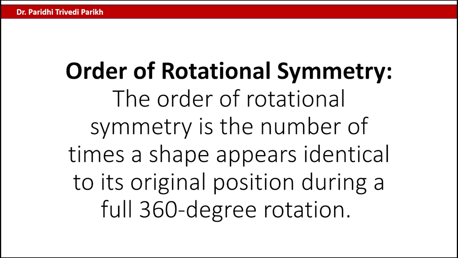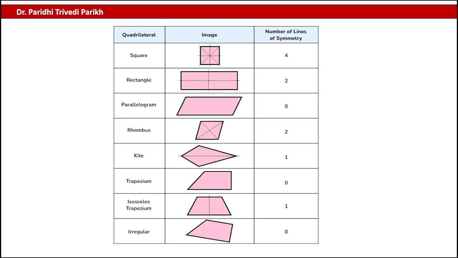Now, order of rotational symmetry. The order of rotational symmetry is the number of times the shape appears identical to its original position during a full 360-degree rotation. Okay. Now, let's understand in a better way.